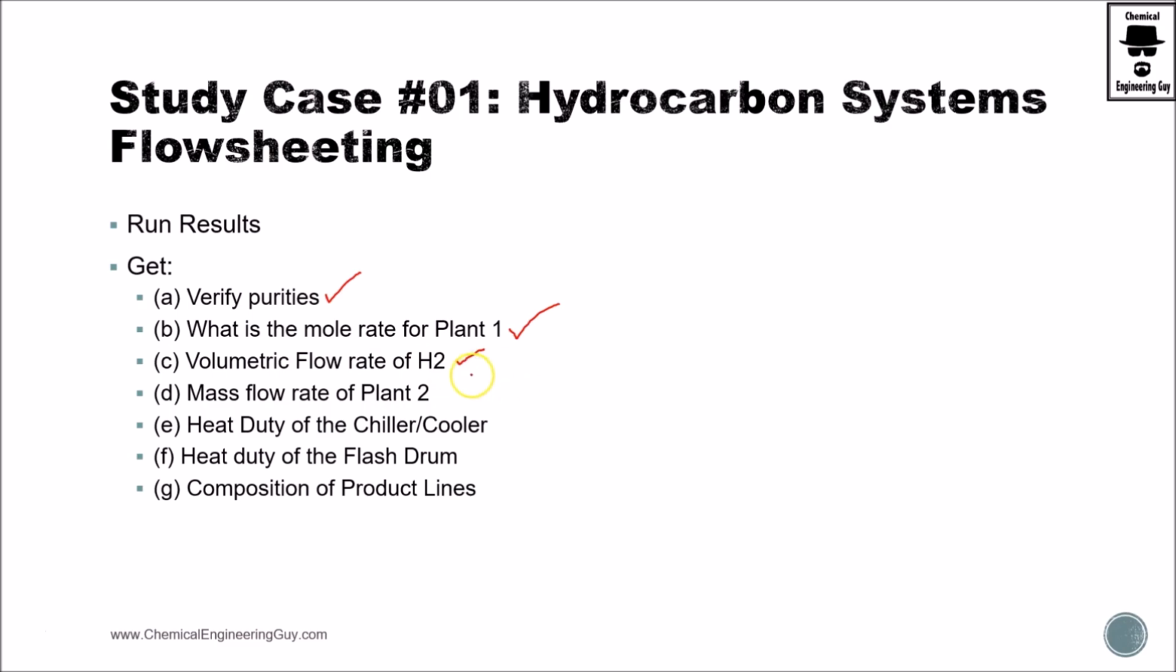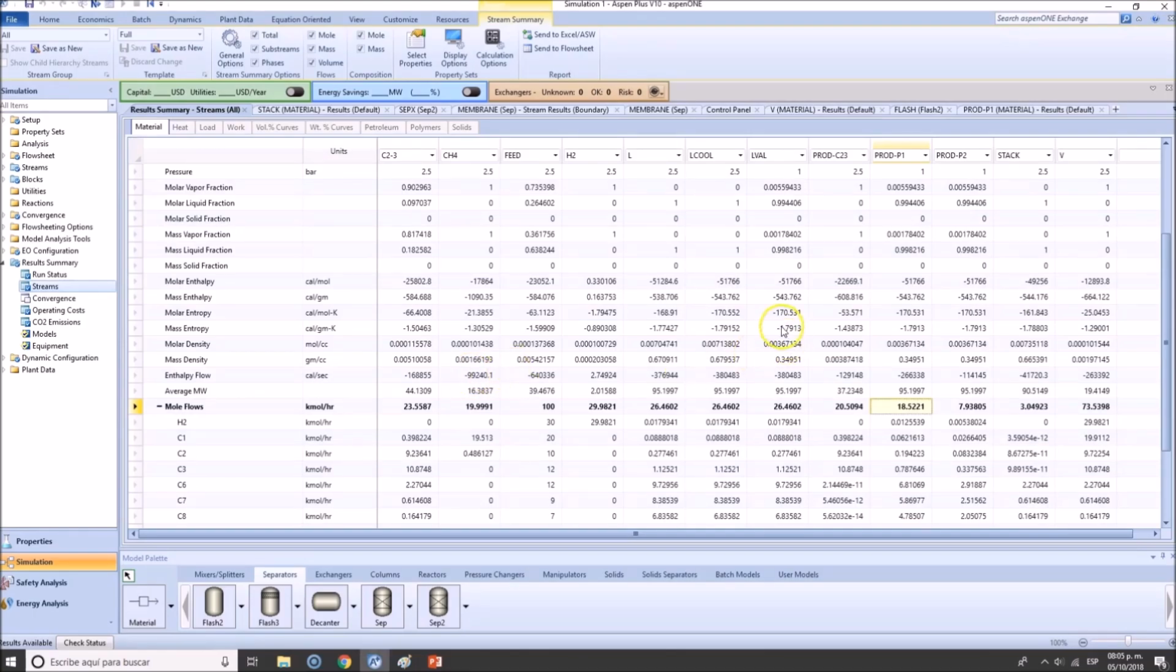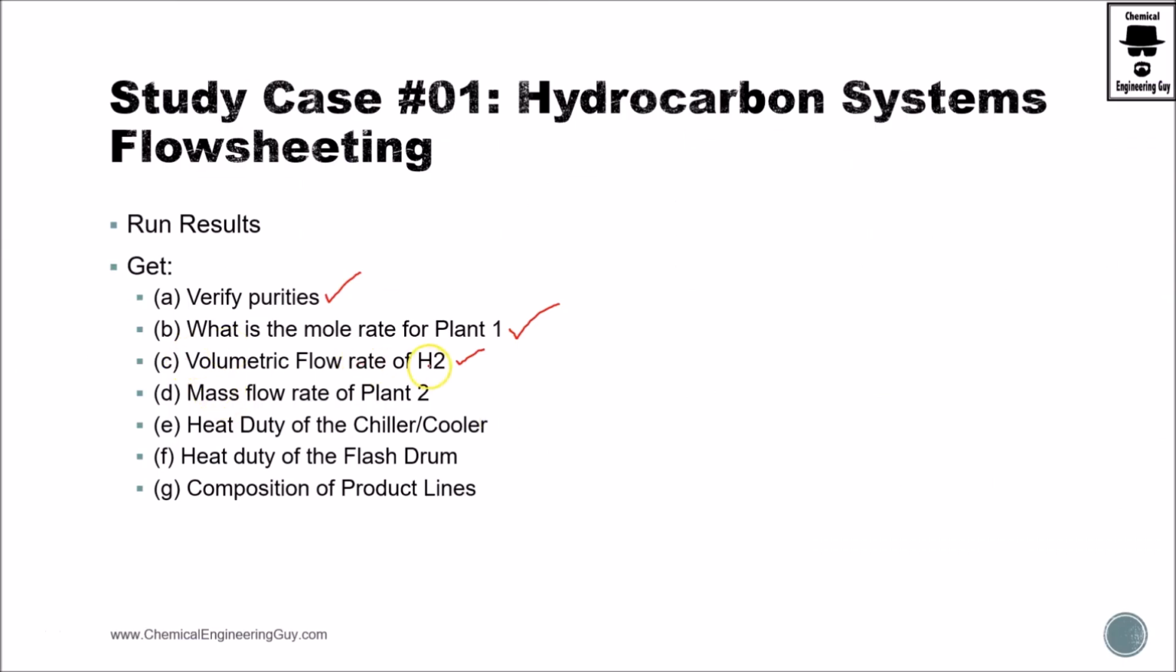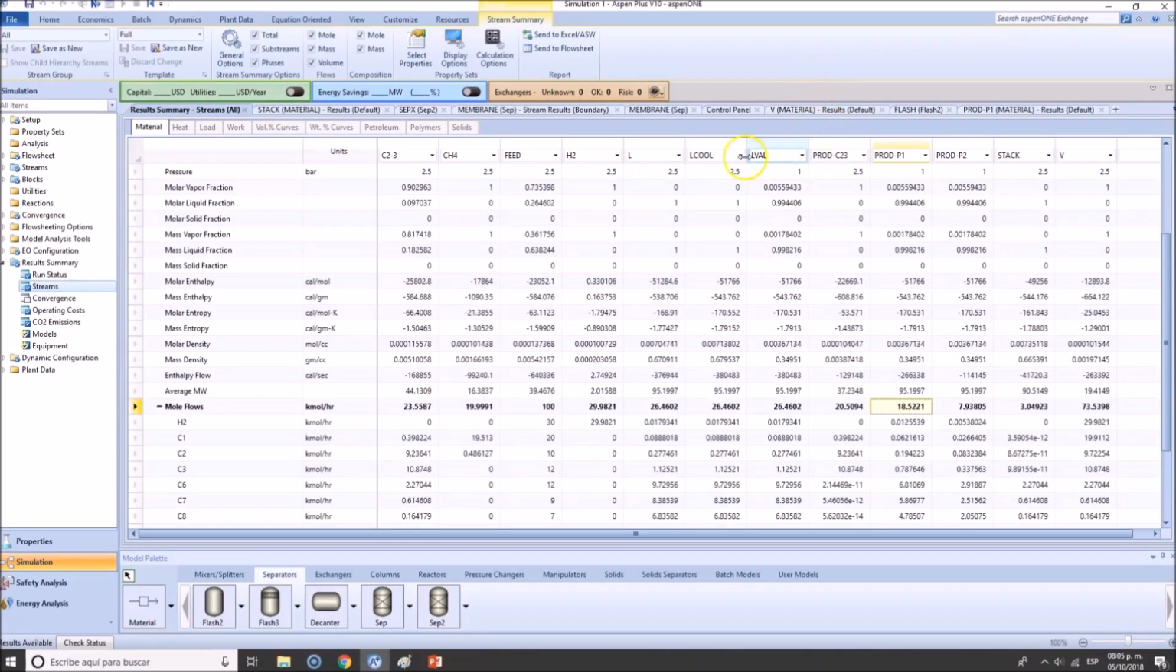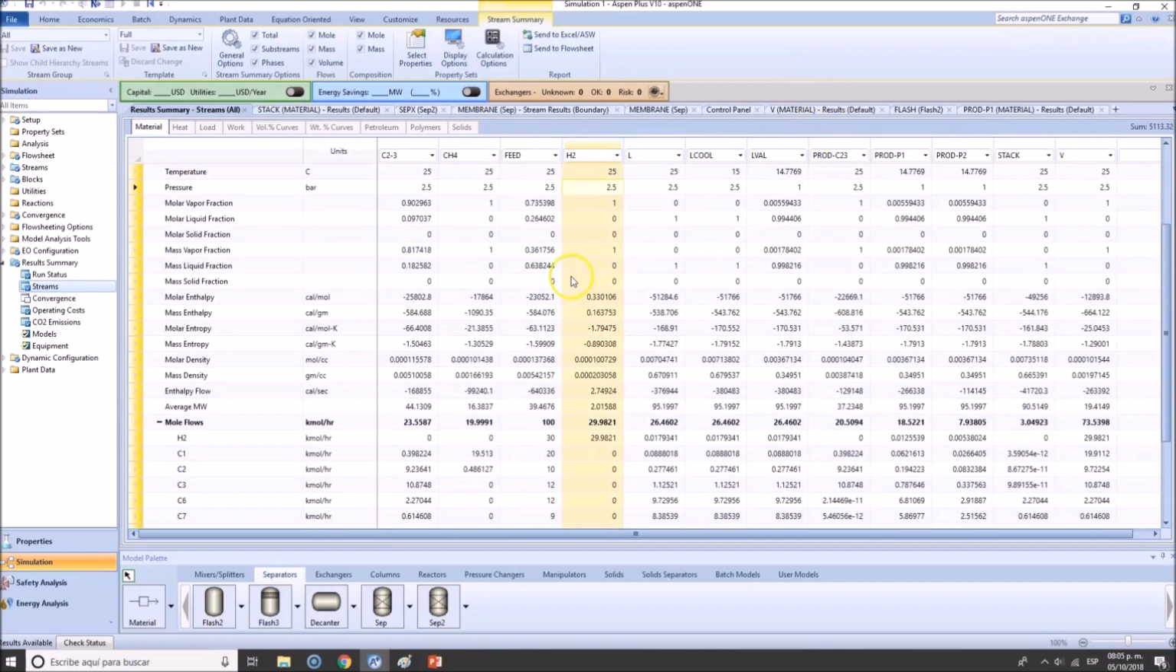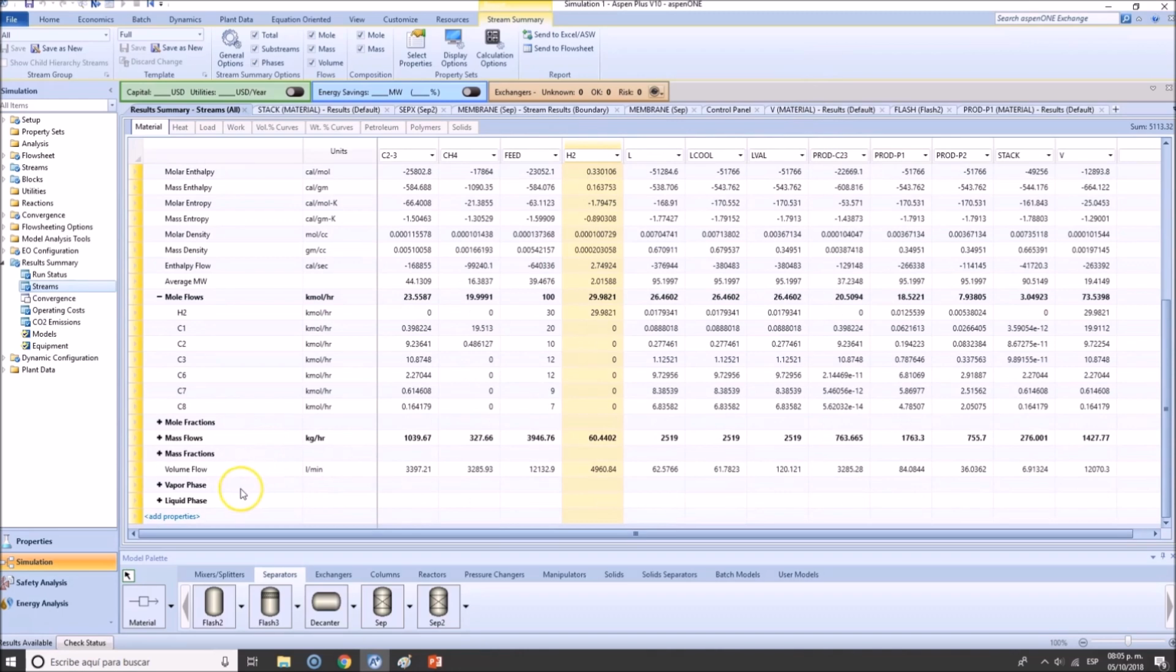Let's say they are asking you about the flow rate of hydrogen in here. So the flow rate of hydrogen here, you're talking about volumetric flow rate. And here it goes, volume flow, 4,960 liters per minute.